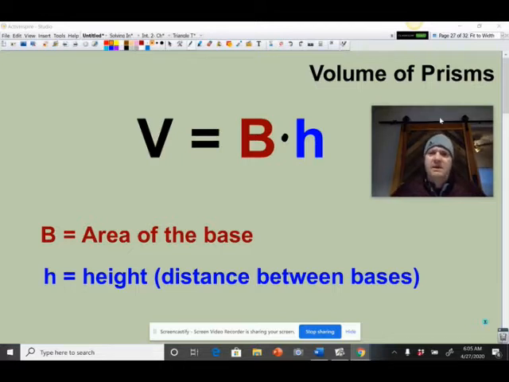And today's topic is volume. We've done area, we've done surface area, and now we're going to do volume. And today we're going to talk about the volume of prisms.